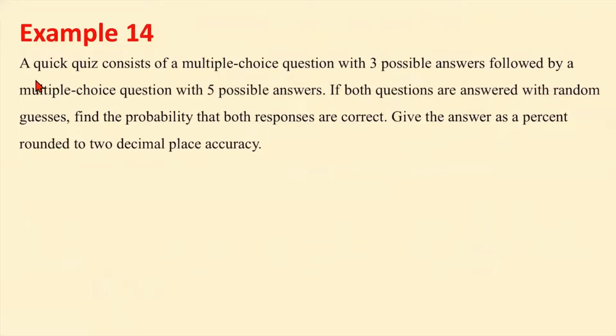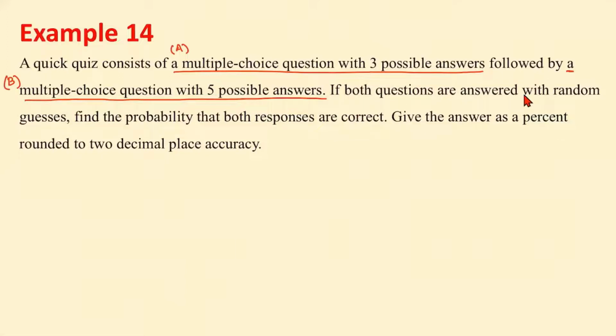Example 14. A quick quiz consists of a multiple choice question with 3 possible answers. So in the quiz, we have a multiple choice question with 3 possible answers, that's like the first question, followed by a multiple choice question with 5 possible answers. So the second problem is also a multiple choice question with 5 possible answers.